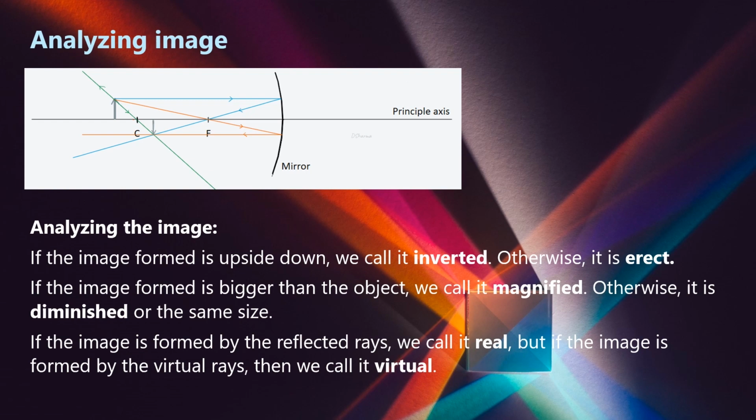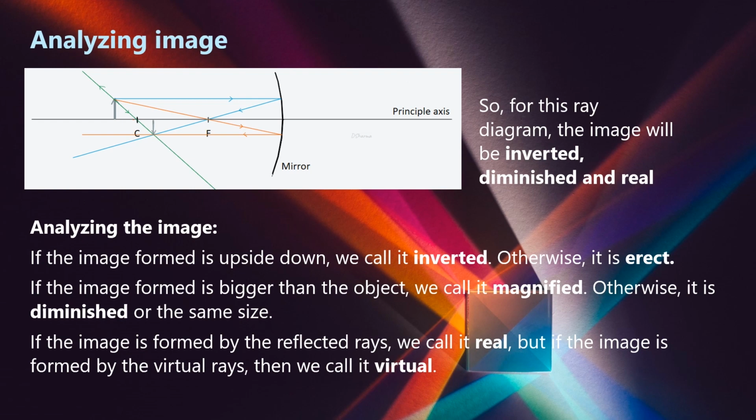Then we talk about the properties of the image. Your image can be inverted or erect. It can be magnified or diminished. It could be real or virtual. Well, those are simple words, right? Inverted means it is upside down. Erect is right side up. Diminished means smaller. Magnified means bigger. Real means that the image is formed by real reflected rays. Virtual means that the image is formed by virtual reflected rays. So in our case, our image will be inverted, diminished, and real.